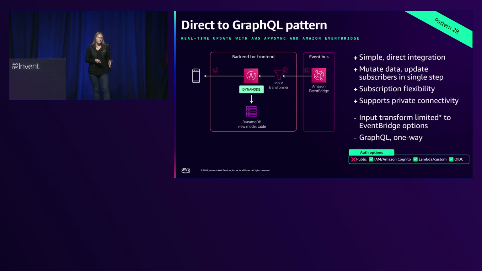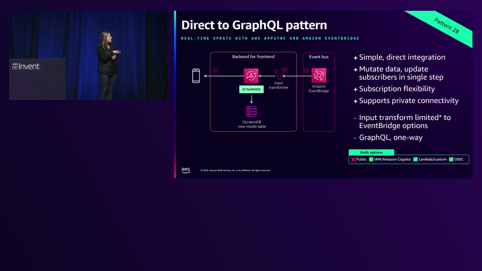We're also able to do our data mutation and our update out to subscribers in a single step, right? Before, in the previous pattern, we were using our none data source to kind of trigger that faux mutation to get the subscription out, but here all of that's done in just one single step. Similar to the previous pattern, we have a lot of flexibility in sending updates out to our subscribers.